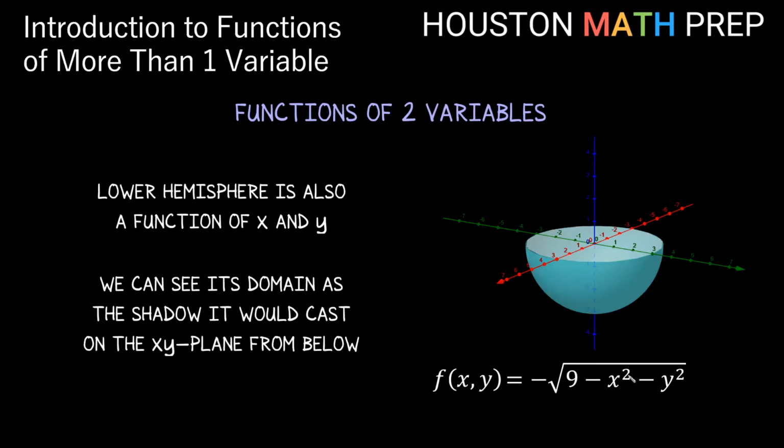Remember that the domain is a region in the xy plane, so we actually want to visualize the domain as a shadow this hemisphere would cast on the plane from below. So we get the same solid disk of radius 3 here. An overall way of thinking about domain for these functions of two variables is if we vertically projected all of the surface for our function onto the xy plane, whether from above or below, or some of the points are already directly on the xy plane, that will give us our domain for our function.